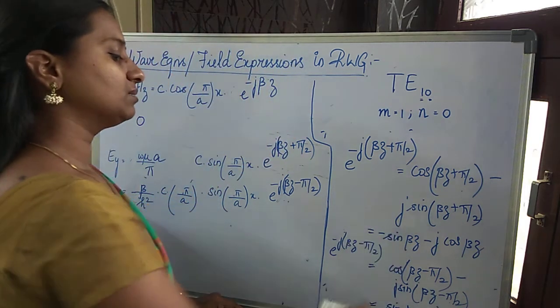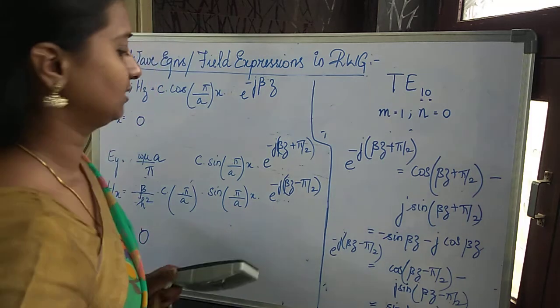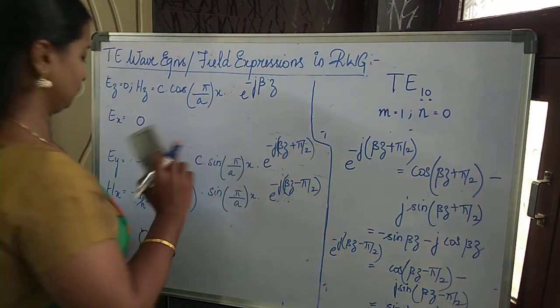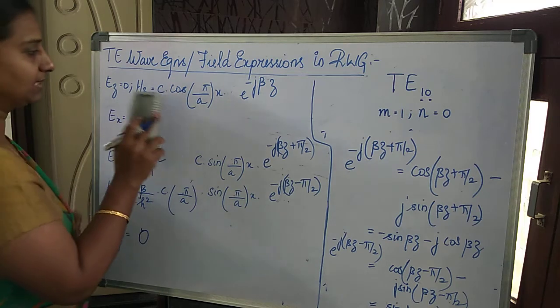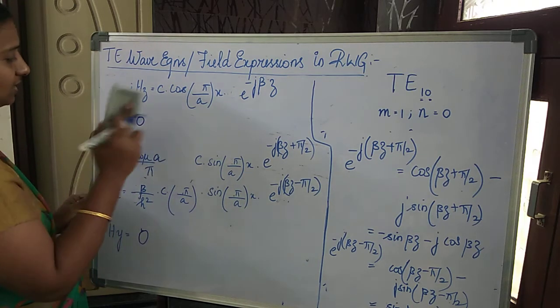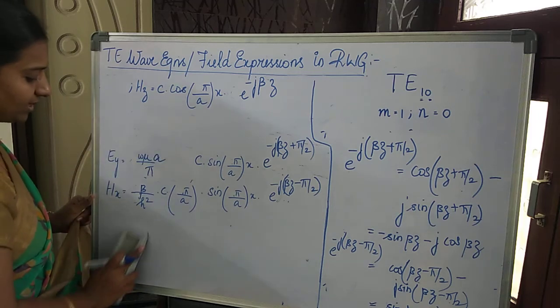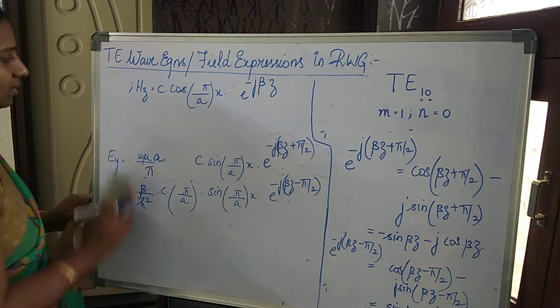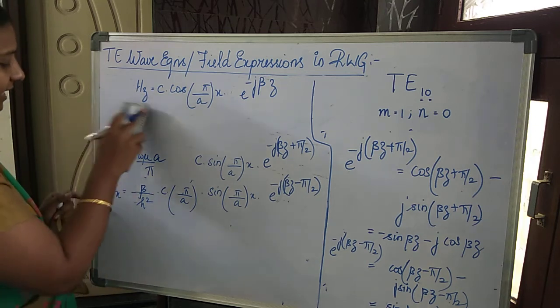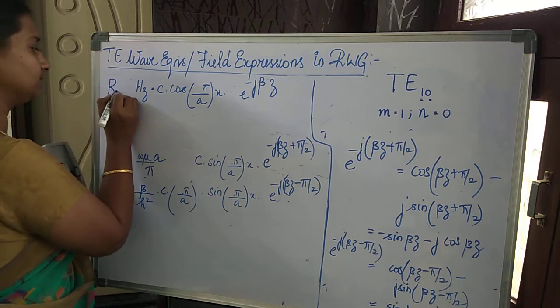So for both the terms I have sine value in the real term, right? So if I'm substituting here, I'm taking all the real values. So Ez has become 0. I'm not considering that equation. Ex has become 0 and Ey has become 0. Okay. So now I have Hz, Ey and Hx. So take the real term.